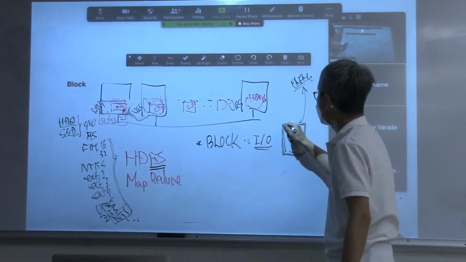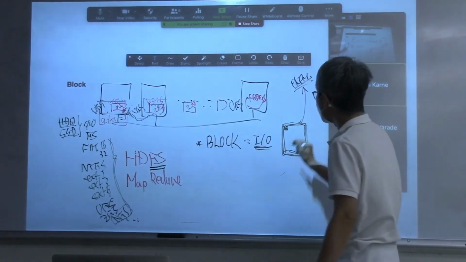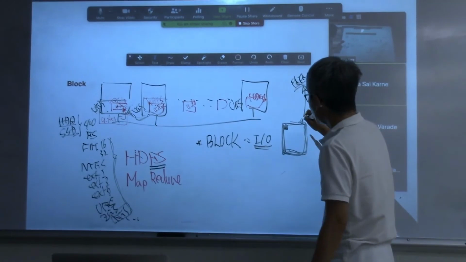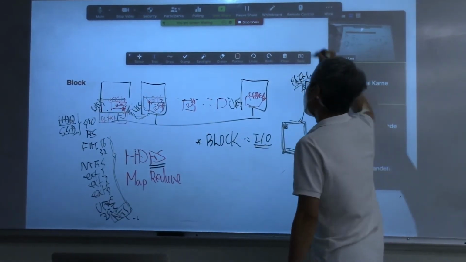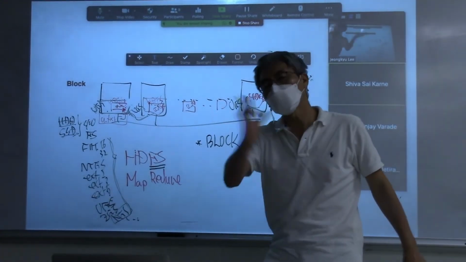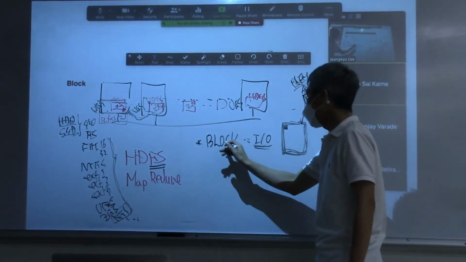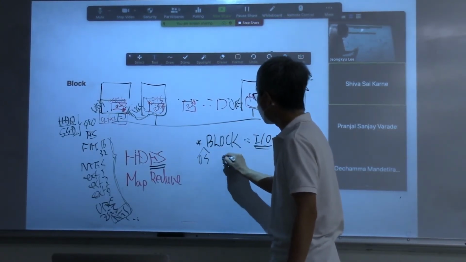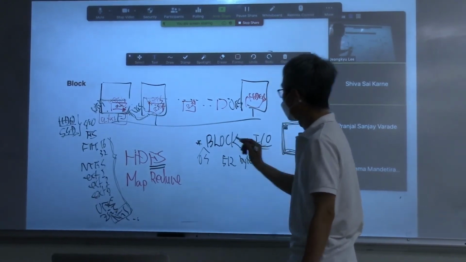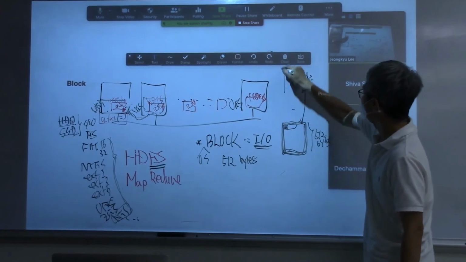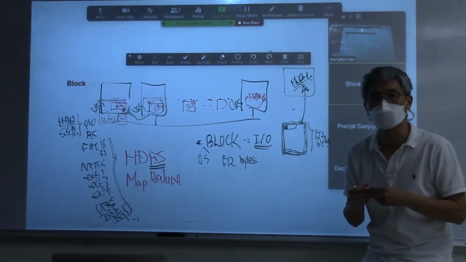So block is the unit for the I/O. Even though you read 1 byte of data, the entire block will be transferred between hard disk drive to memory, memory to the CPU, something like this. This is used in all computer systems. The general size of the OS block is 512 bytes. When you read the data, this 512 byte will be copied to the memory like this.